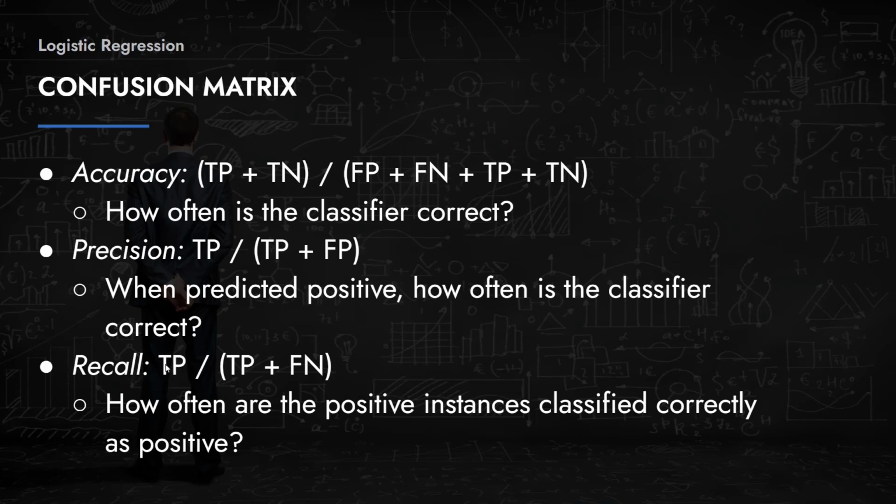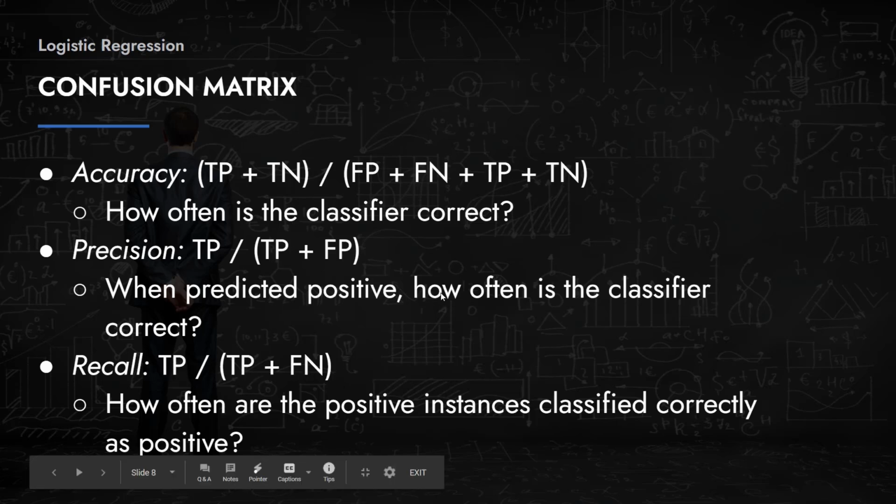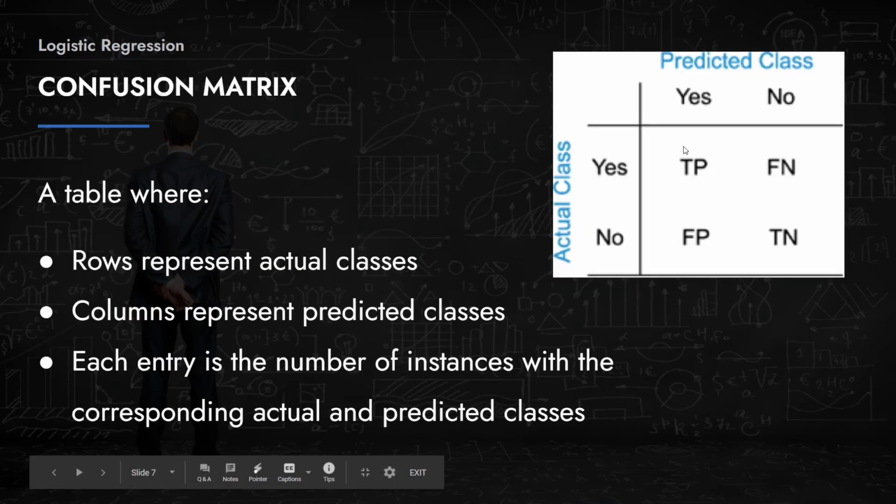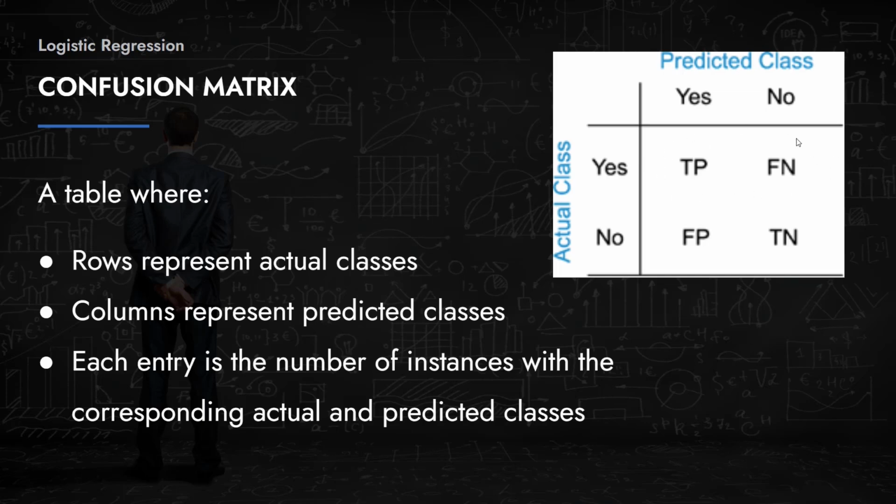In the case of recall, this time it's TP over TP plus FN. So we're answering the question, how often are the positive instances classified correctly as positive? TP plus FN refers to all the patients that actually do have cancer in real life. But some of them we might have predicted as not having cancer, even though they do. So we want to know, out of all the patients, of the 0.1% of the population that does have cancer, how many times among them have we been able to successfully predict as having cancer? So this is the important measurement for this particular problem.